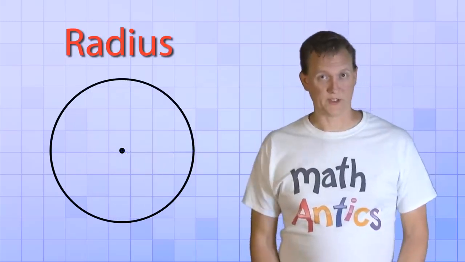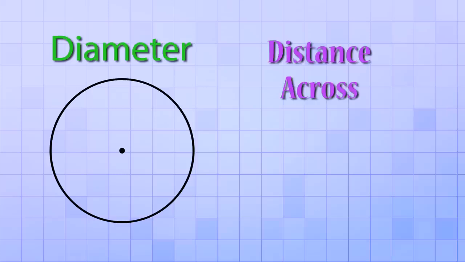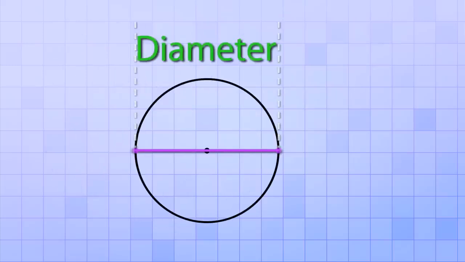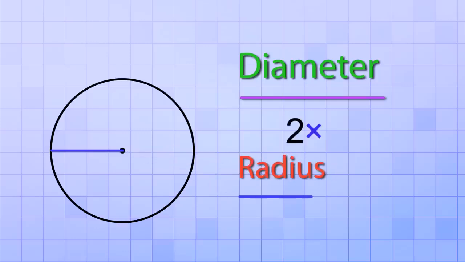Another important circle dimension is called the diameter. The diameter is the distance across a circle. If you start at one point on the circle and then draw a line straight through the center to the other side, that distance is the diameter. As you can see, the diameter is really just the same as two radius lines drawn in exactly opposite directions. So for any circle, the diameter is always exactly twice as long as the radius.